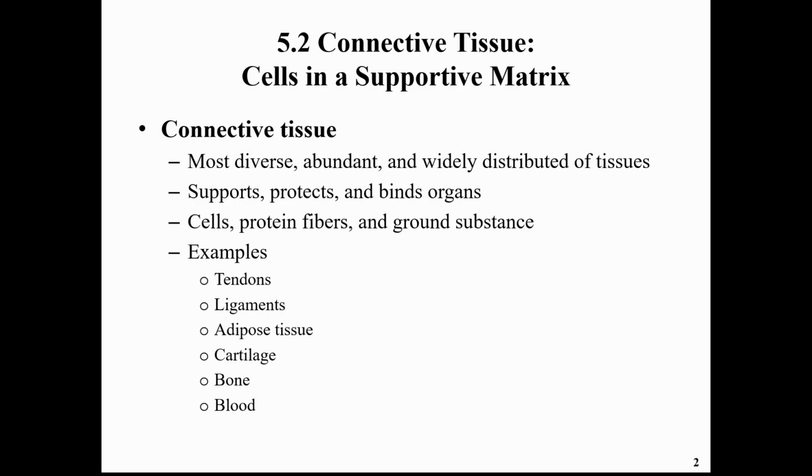Connective tissue is one of our four primary tissue categories. It's the most diverse, abundant, and widely distributed of all tissues in the body. It supports, protects, and binds all the organs. It contains protein fibers, cells, and ground substance. Some examples of connective tissue would be tendons, ligaments, adipose tissue, cartilage, bone, and blood.